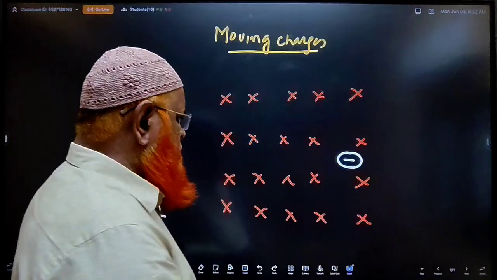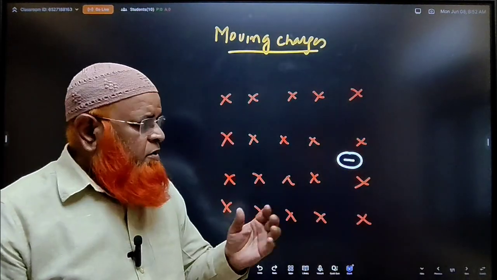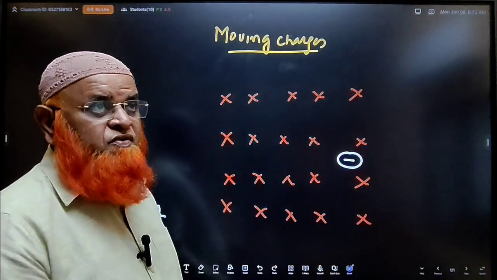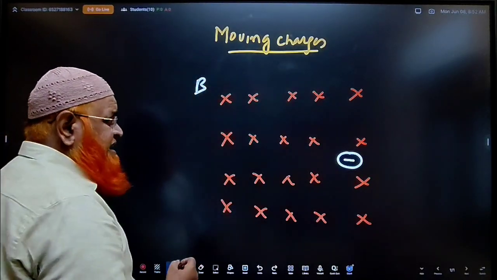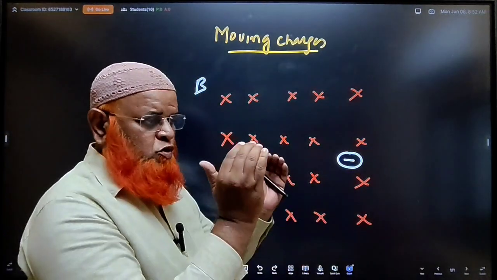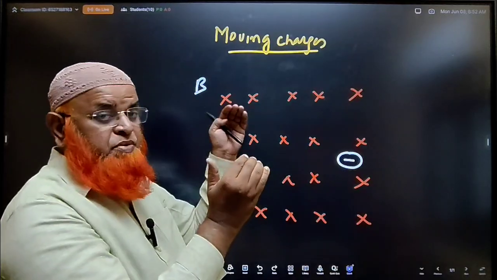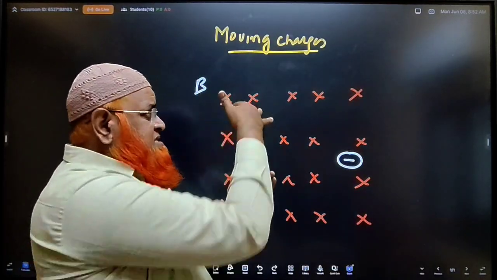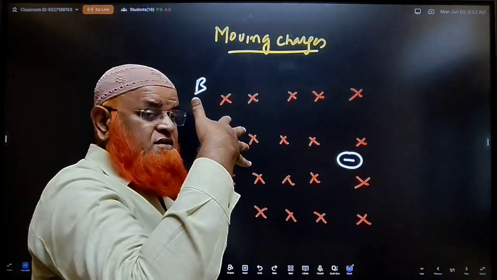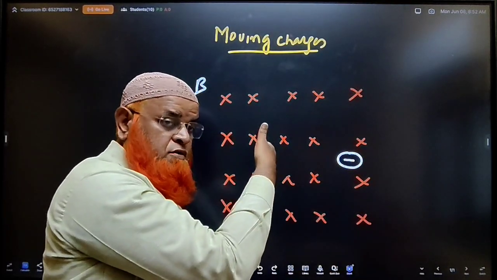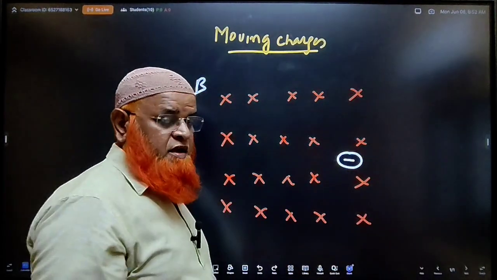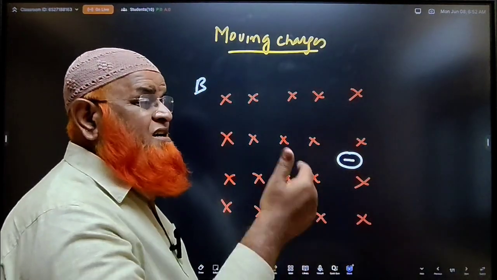So what is going to happen when a charged particle enters a magnetic field? That magnetic field is given by the letter B. And "into" means this is the north pole and the south pole is behind the board, and the magnetic lines of flux are traveling into the board, perpendicular to the board, going from outside to inside. That's why we call it "into".